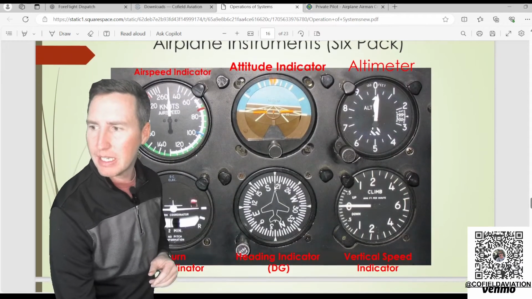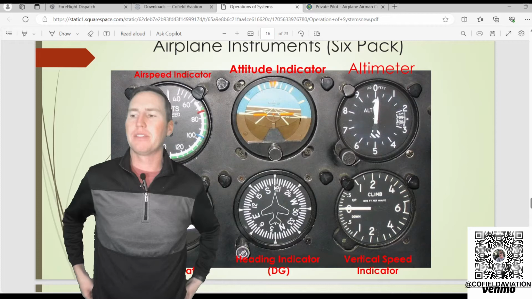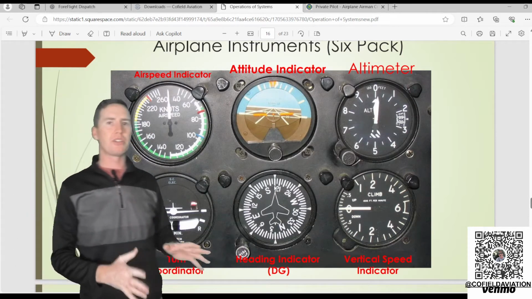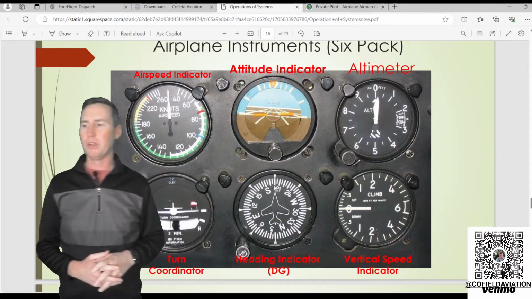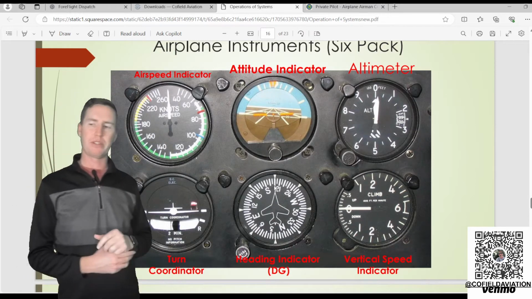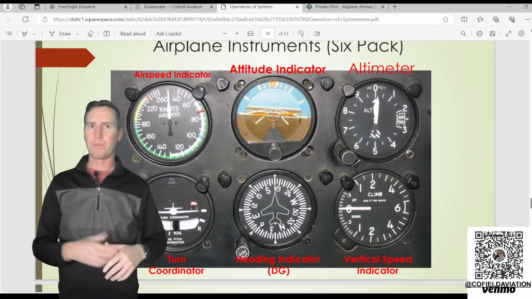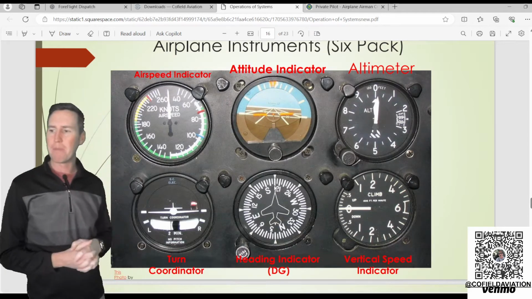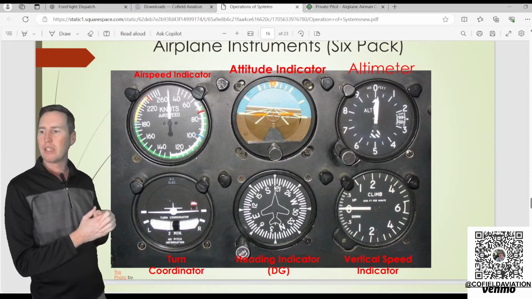Okay, so here is our 6-pack. All right, so this is the old 6-pack. I'll concentrate on the 6-pack, and then really short afterwards I will throw in kind of how that relates to a glass panel for the other students that are flying glass panels. But again, this is what we call the 6-pack.